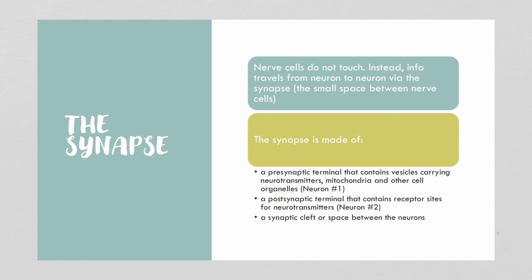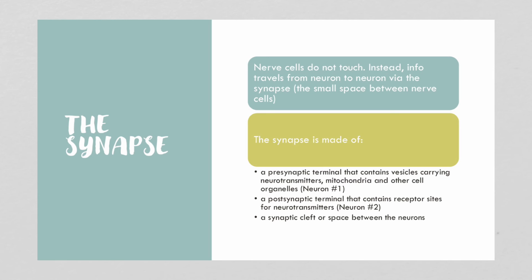So once the nerve impulse has reached the end of the axon, it reaches the synapse. Nerve cells don't touch. They also don't touch muscle fibers. Instead, there's a gap called the synapse. So information travels from neuron to neuron or neuron to muscle fiber through the synapse, and it's the small space between nerve cells.